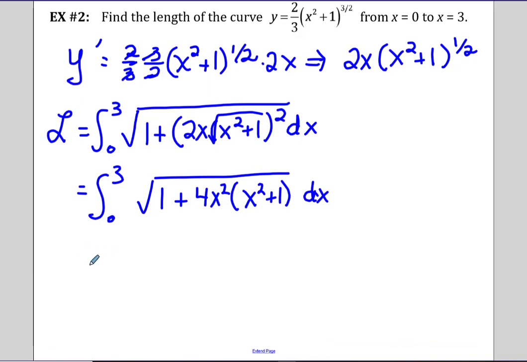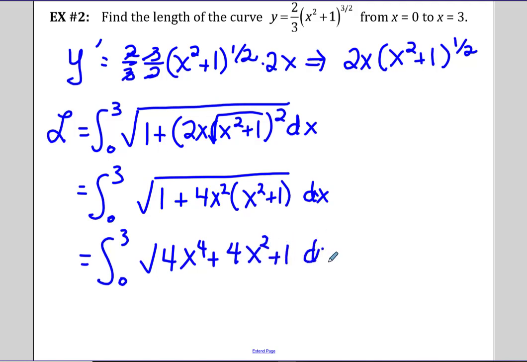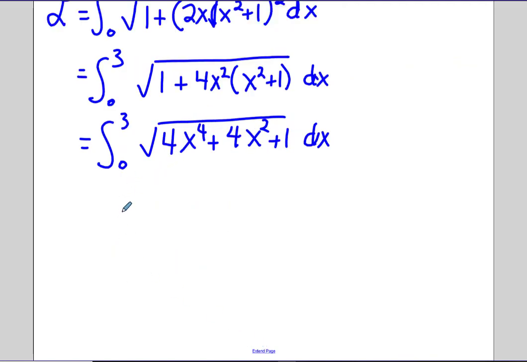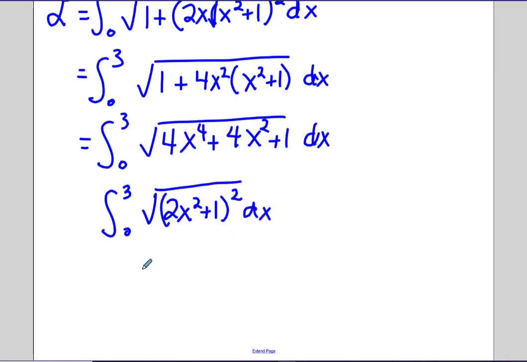So this becomes, let's see, 4x to the 4th plus 4x squared plus 1 dx. And that looks like a perfect square. So we have the square root of 2x squared plus 1 quantity squared, which is very convenient.